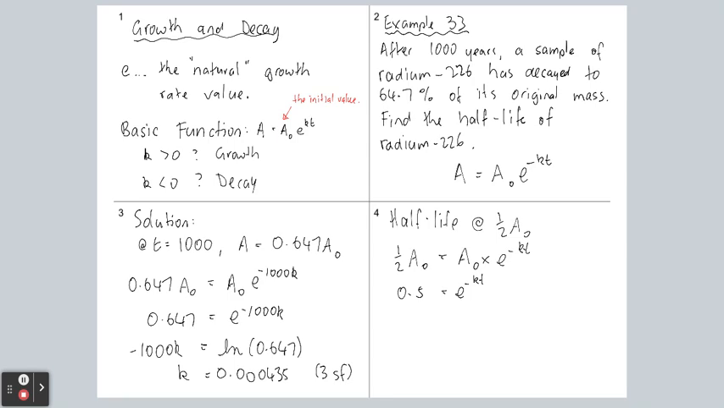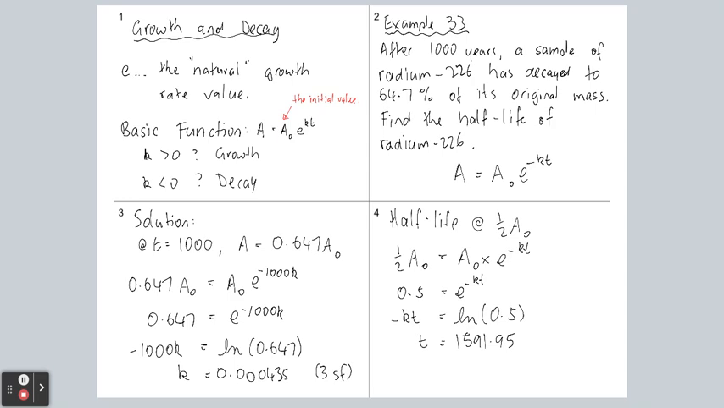So now I'm going to use my basic log definition to make minus kt, the power of e, equal to ln of 0.5. And then I'm going to divide both sides by negative k, so negative 0.00435. So divide both sides by negative k, and I end up with 1591.95. Job done, right? Not quite.